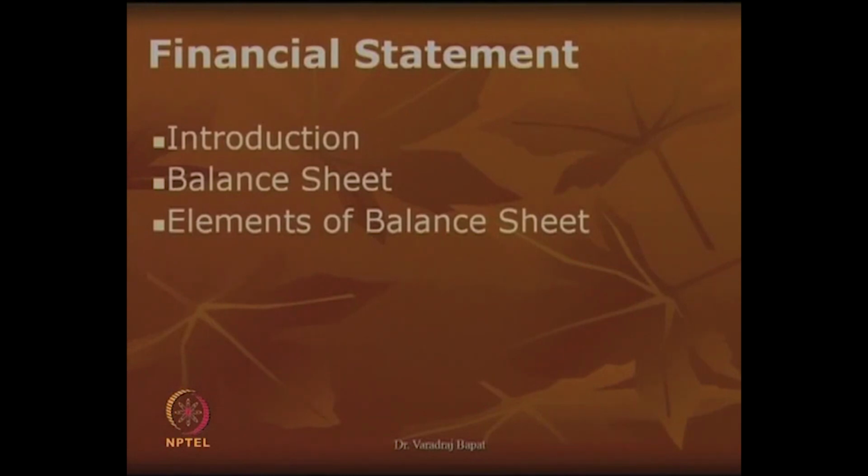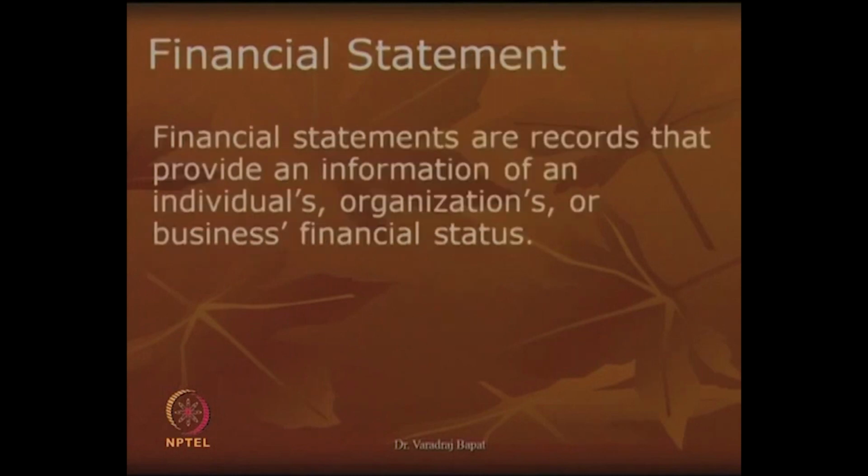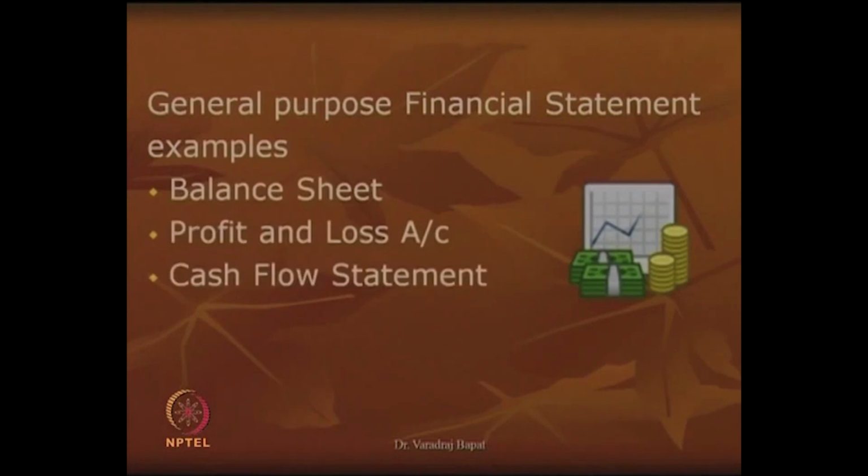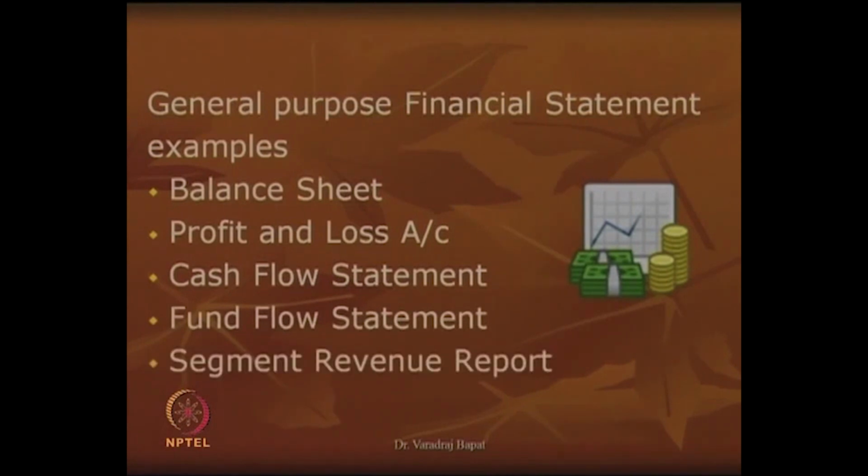In the first part, we will again see the balance sheet, but now we will look at it in more detail. As you know, financial statements are those records that provide information about an individual or organization or about the business status. This could be for general purpose. Typically you must have heard about statements like balance sheet, P&L, cash flow, fund flow, segmental revenue. These are known as general purpose statements because they are given to all the stakeholders and they are required for an overall study of the business.